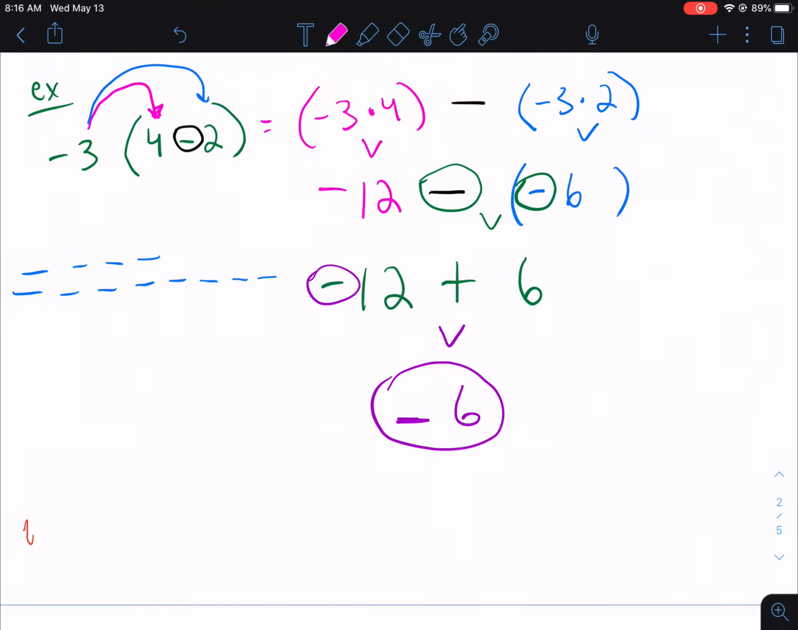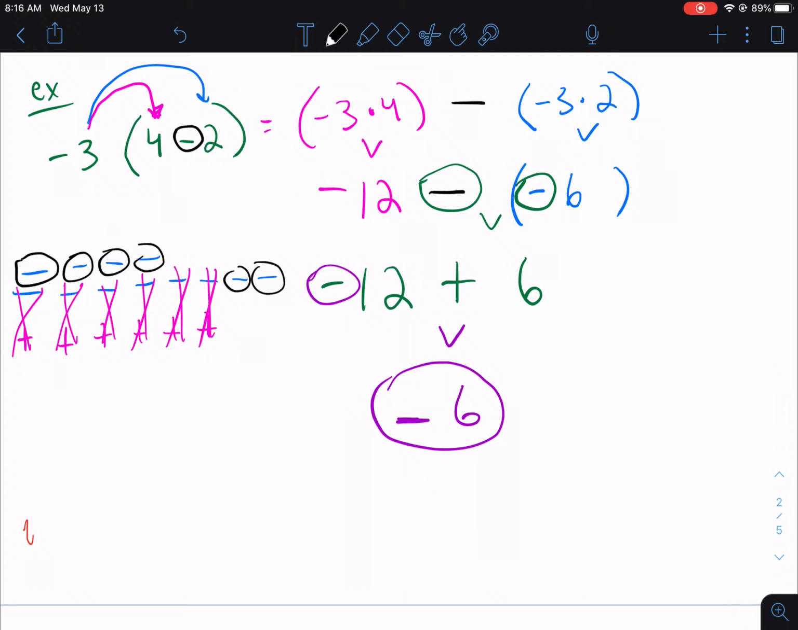And I have 6 positivos. 1, 2, 3, 4, 5, 6. Cancel, cancel, cancel, cancel, cancel, cancel. Cancelaron. Now how many are left? 1, 2, 3, 4, 5, 6. 6 negative. And that is my answer.